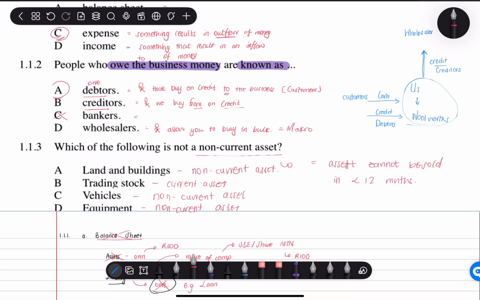So answering the question, which of the following is not a non-current asset? And your answer will then be 1.1.3b.